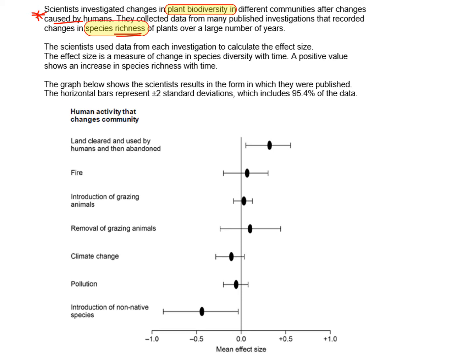The scientists used data from each investigation to calculate the effect size. The effect size is a measure of the change in species diversity with time. A positive value shows an increase in species richness with time. So if we look at a 0 value here, if it's positive, there's an increase in species richness. And if it's negative, there's a decrease in species richness. So the mean effect size 0 is the start point. The graph obviously shows the scientists' results in the form in which they were published.